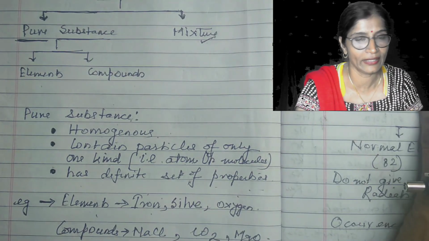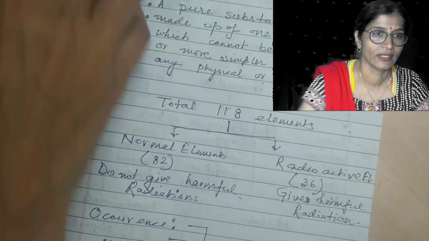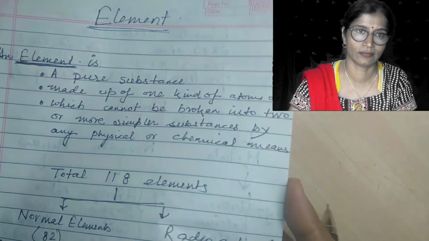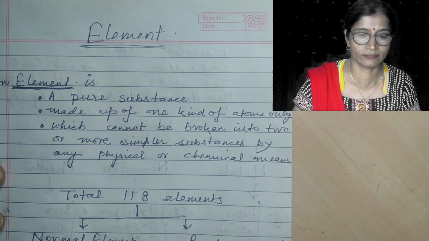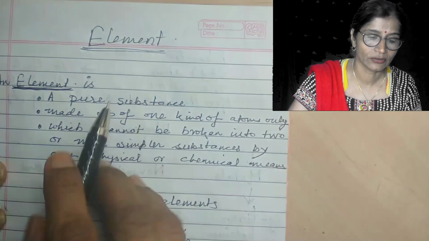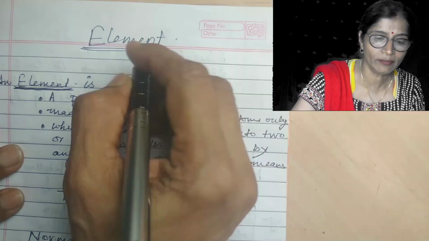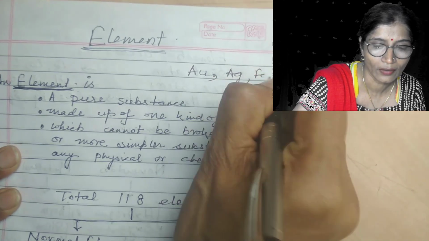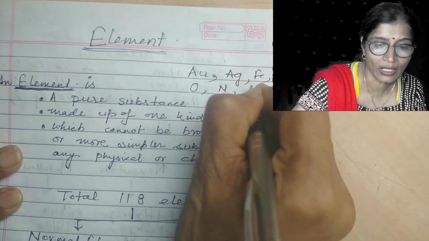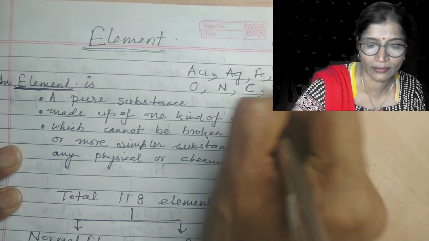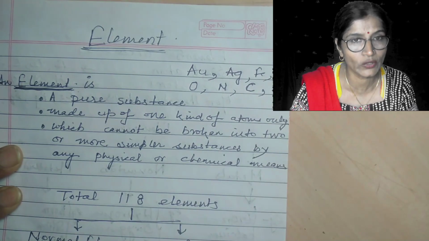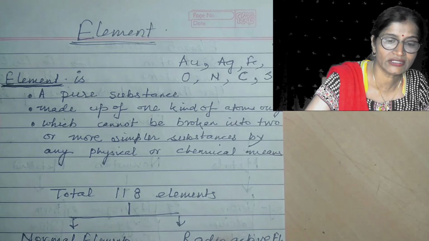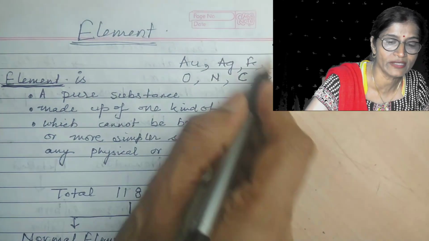Now we will come to the element part. What is an element? You know that gold is an element, silver an element, iron, oxygen, nitrogen, carbon meaning coal, sulfur, phosphorus, mercury. All these are elements.